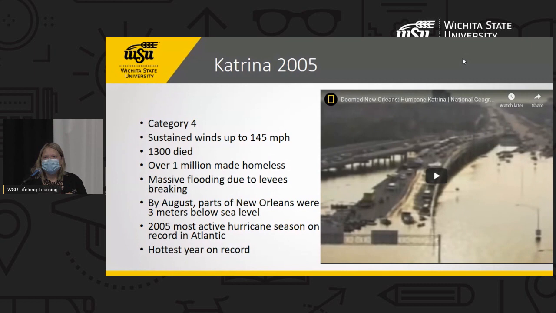So they keep building more levees and more things to try to keep the ocean out, keep the river out, and preserve the city. Well, you can't fight nature forever. So that's one of the reasons why this was so devastating as well. New Orleans right now is actually below sea level. So if they took out the man-made structures, the city would be gone right now.